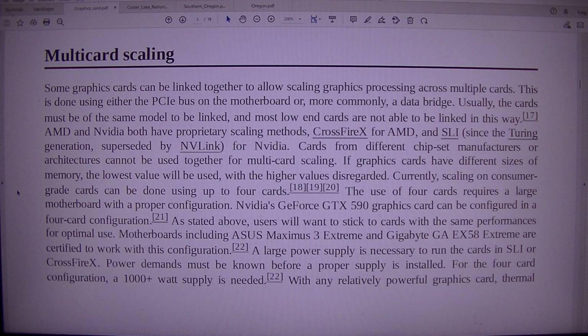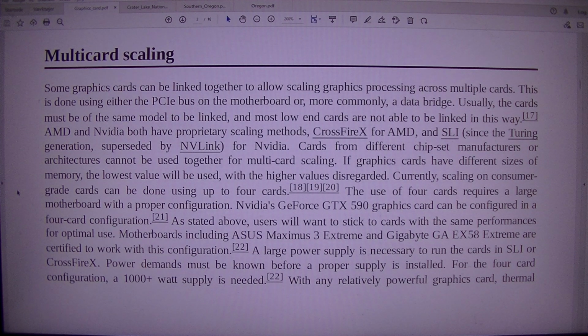NVIDIA's GeForce GTX 590 graphics card can be configured in a 4-card configuration. As stated above, users will want to stick to cards with the same performance for optimal use. Motherboards including Asus Maximus 3 Extreme and Gigabyte GA-X58 Extreme are certified to work with this configuration.